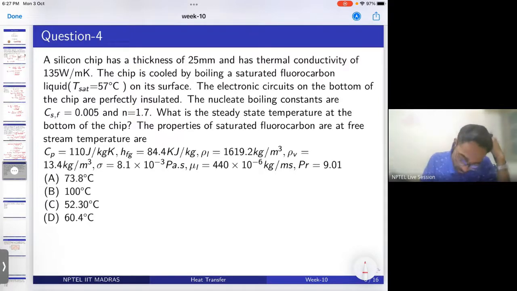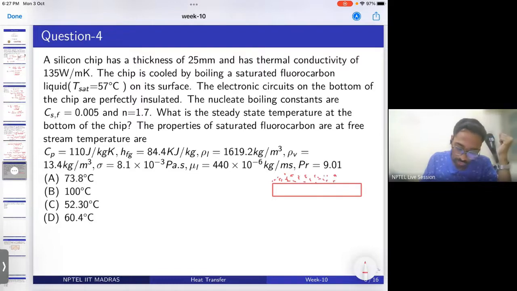So we have a chip here. Here we have the coolant, or we can say the saturated fluorocarbon, and this is the bottom surface. This is the T surface, and this is the T bottom.